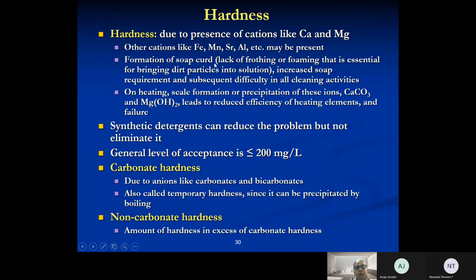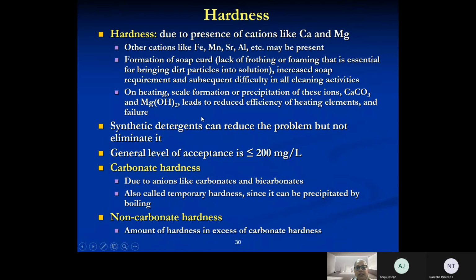One is what is called the formation of soap curd. When you wash your hands with water, sometimes you notice that you get this whitish curd-like precipitate when you use soap, and there is no foaming, no frothing, which is essential for cleaning. This formation of soap curd happens when the hardness level of the water is high, and it increases the soap requirement, and it also causes difficulty and lack of efficiency in cleaning activities.